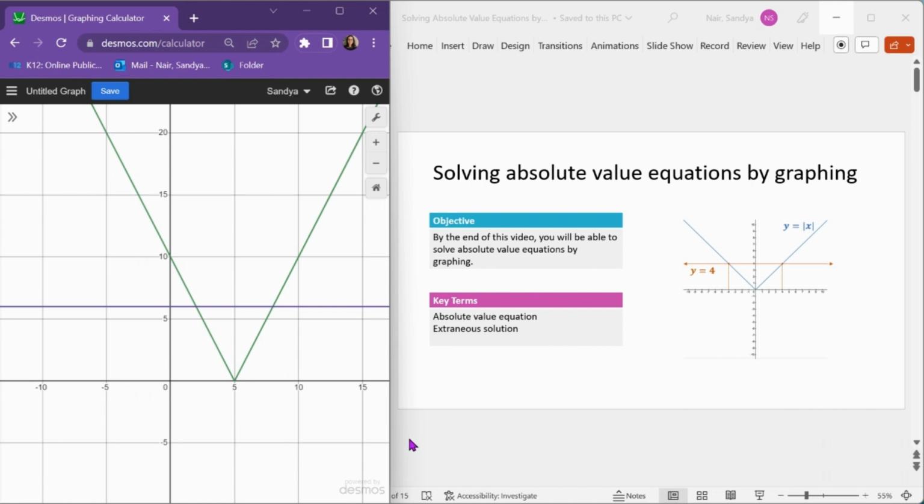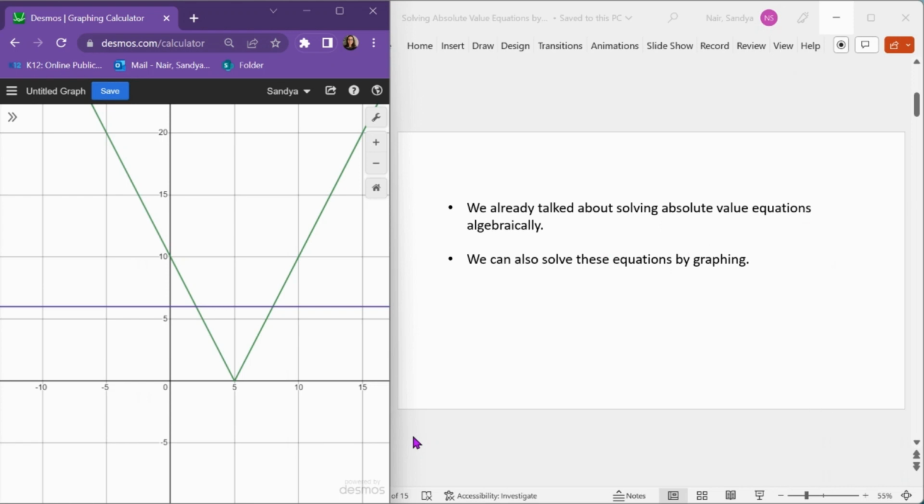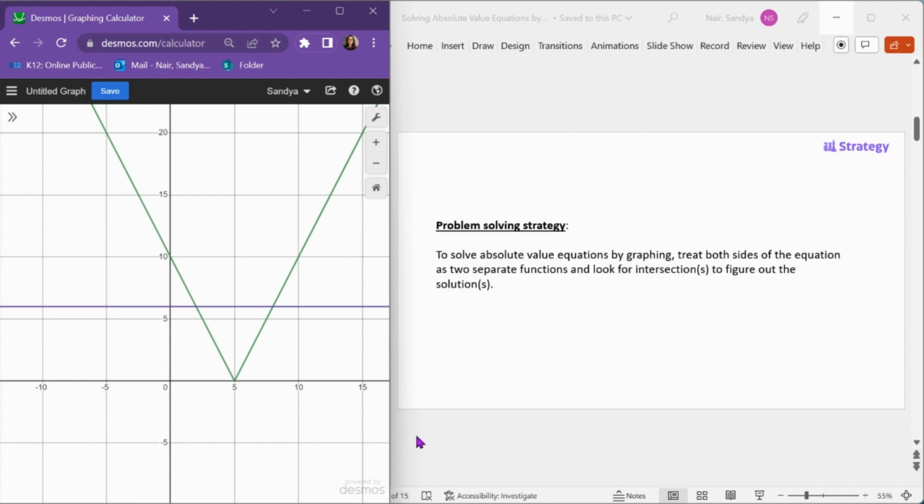So in this video, we're going to talk about how to solve absolute value equations by graphing. We already talked about how to solve absolute value equations algebraically, and in this video, we're going to talk about how to solve these equations by graphing. So here's our strategy when we're solving absolute value equations by graphing.